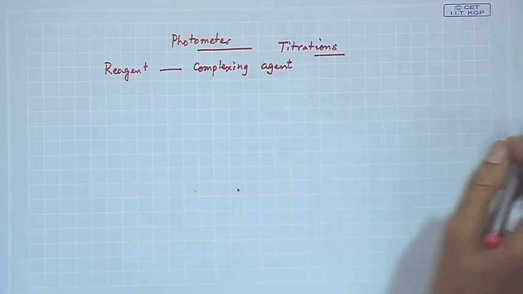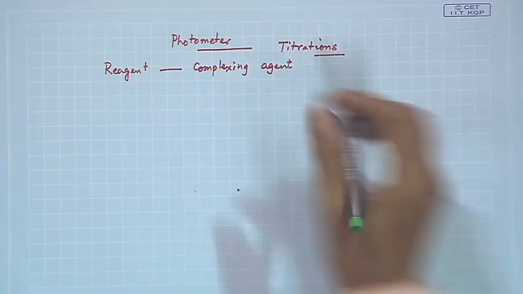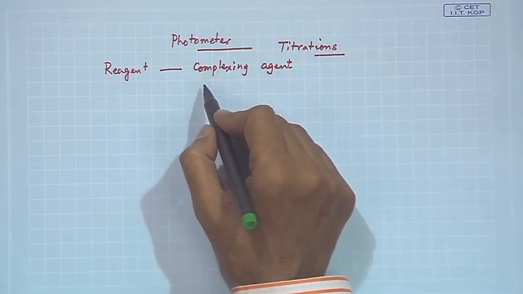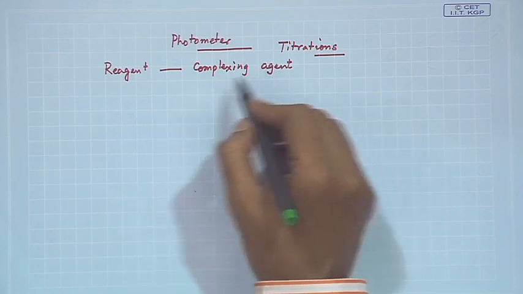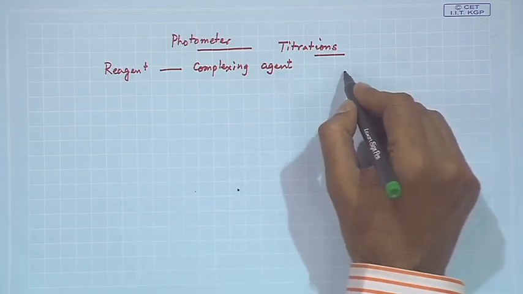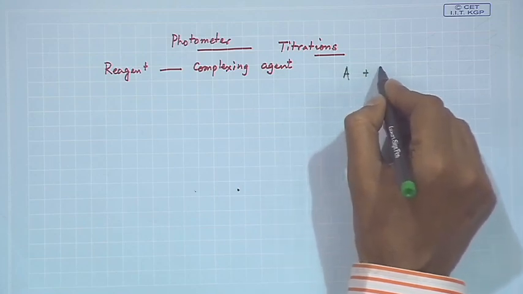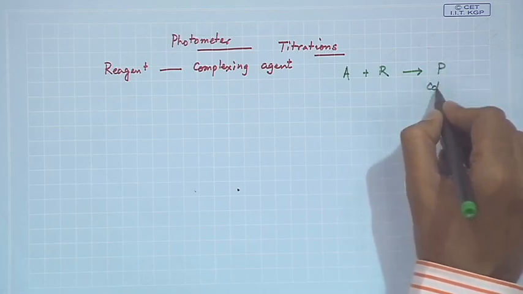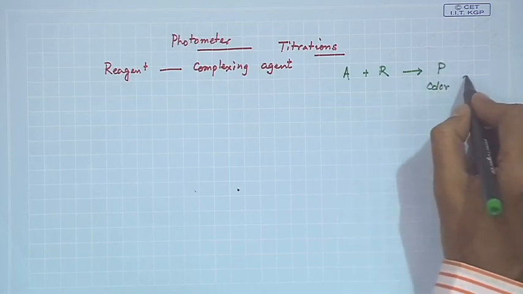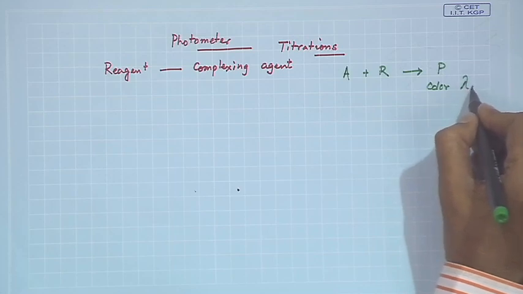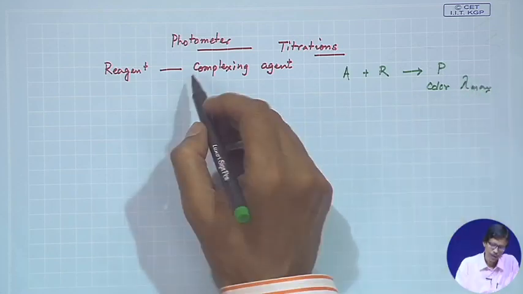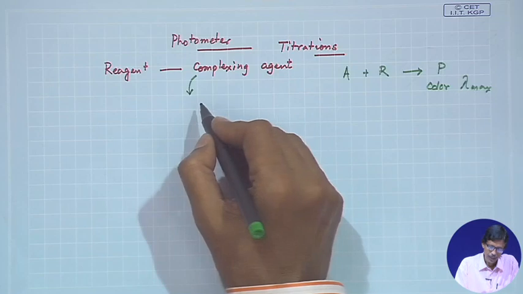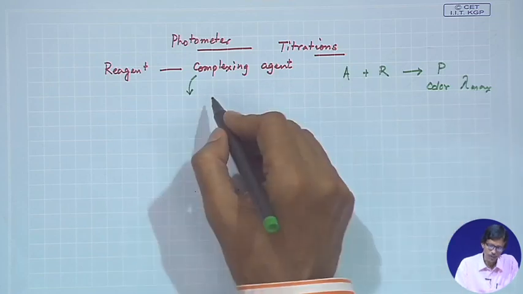So, what is that? That means like our chromophoric agent, which we have talked about in some previous classes, where the chromophoric agent reacts with an analyte to give a product, and the product has a specific color which can absorb at a particular wavelength, lambda max. Now, when we talk about the complexing agent, definitely it is a complexation reaction we are trying to study.